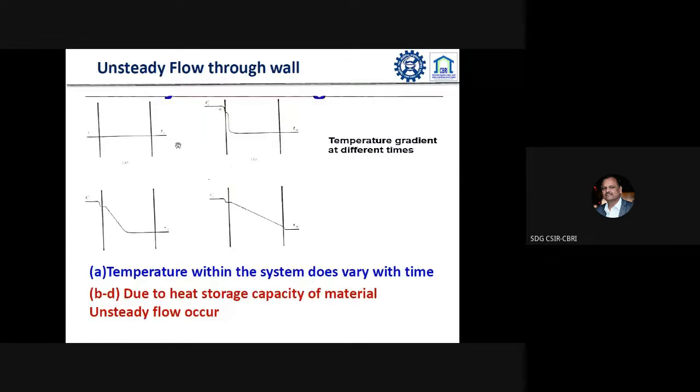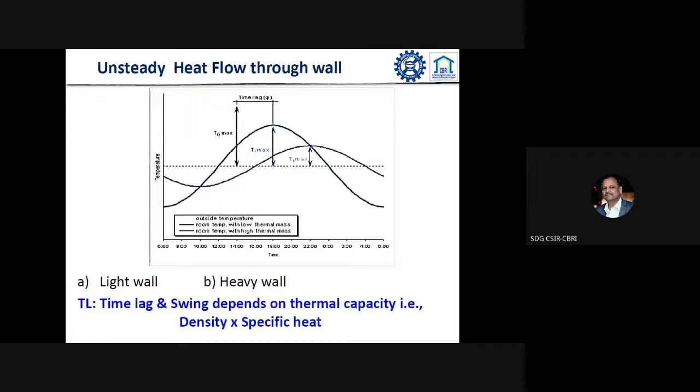If we see this profile, in the case of a steady state there may be a profile like this. But as the outside temperature is not a steady state phenomenon, during the unsteady state we may find a gradient. You can see that gradient in these images. So the temperature within the system does not vary with time. This is case one, but due to the heat storage capacity of the material, unsteady flow also takes place. It is not only an unsteady temperature profile; there is an unsteady flow pattern as well.